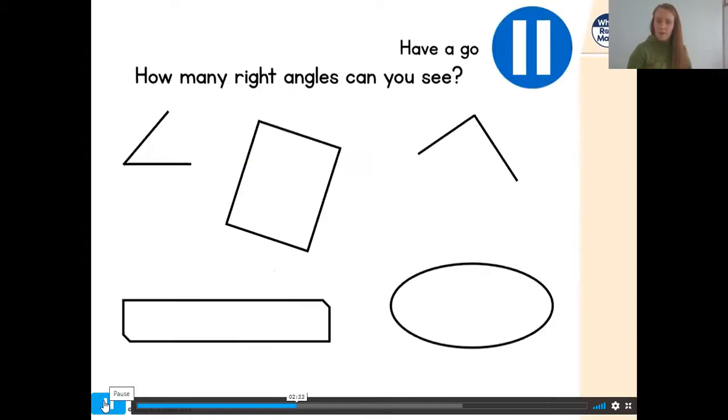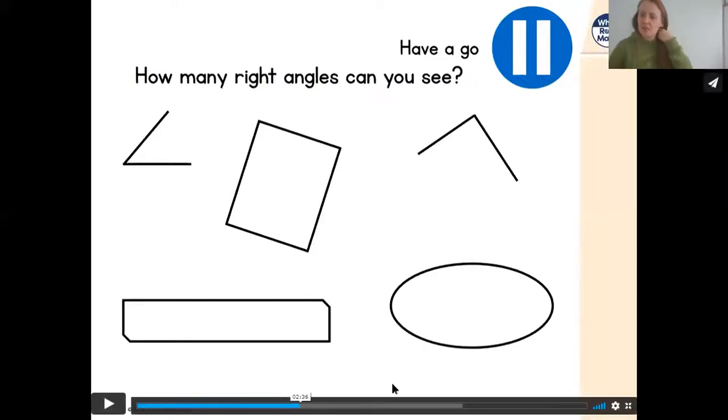Pause the video. How many right angles can you see? Okay, so this is your first opportunity to pause the video. So now you need to pause me for a moment. You've got this sheet in front of you. How many right angles can you see all together here? So not in each individual picture, all together, how many right angles can you see? Pause me, have a go, and we'll come back.